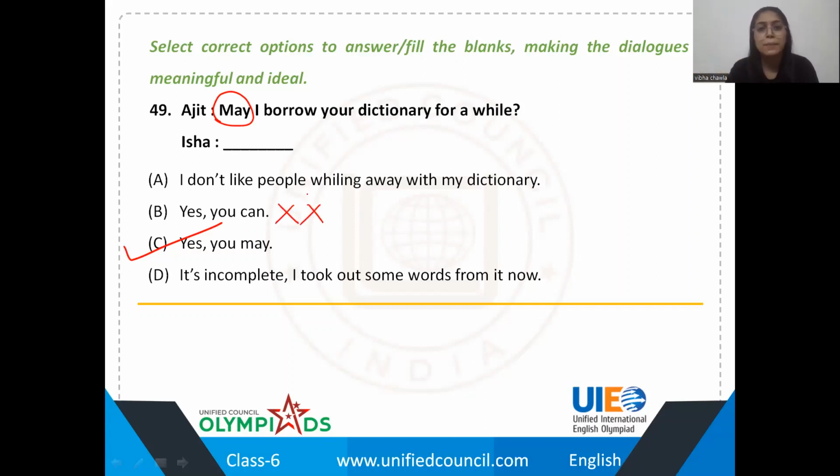Yes, you may. I don't like people whiling away. Whiling away means spend time doing something pleasant. So it is very rude. I don't like people whiling away with my dictionary, right? It is incomplete. I took out some words from it now. Again, that doesn't make any sense. You have to give permission, so you will say yes, you may.